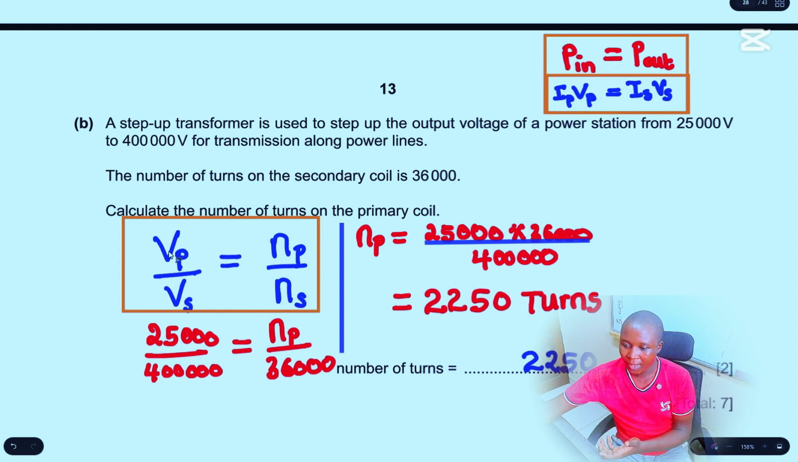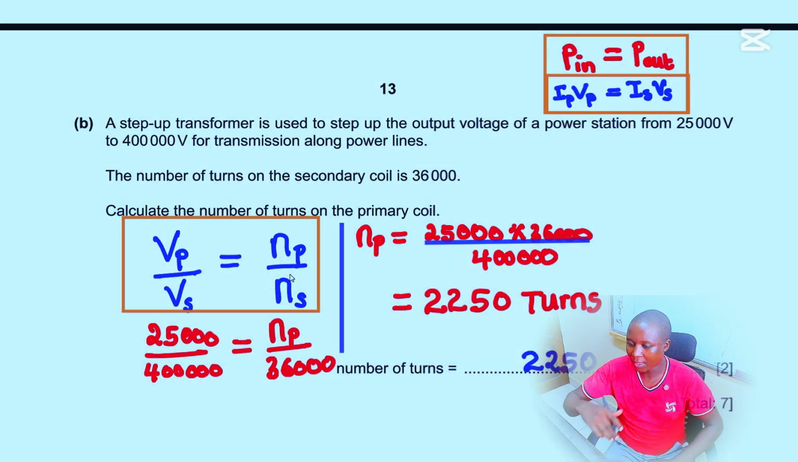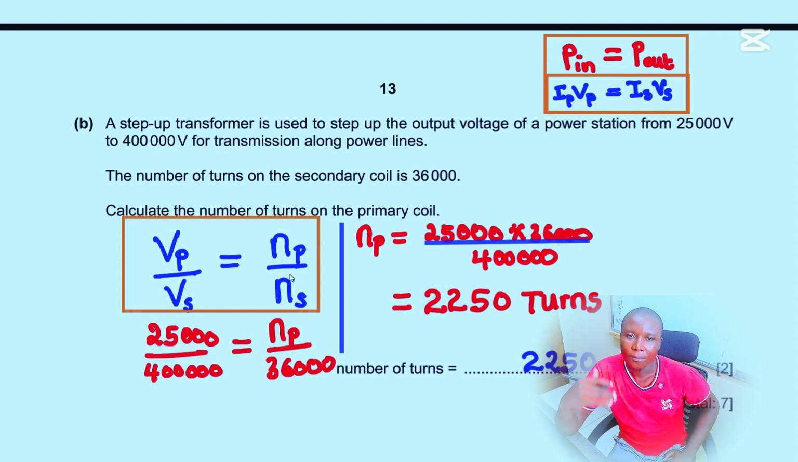The second formula is voltage in the primary coil over voltage in the secondary coil is equal to number of turns in the primary coil over number of turns in the secondary coil. If you know these two formulas, you are good to go in this particular topic. So you are going to check what you are provided, what quantities you are given, and what you are finding.